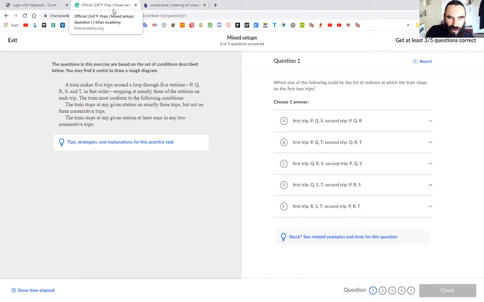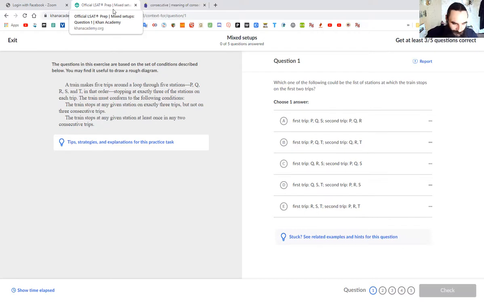Oh, okay, now I see it. Yeah, now I see it much better. So it has 5 trips, right? 5 trips. And it stops on all these stations during the 3 trips, but not consecutive trips. Yeah, now I got it, but I still can't figure out how to draw a diagram.